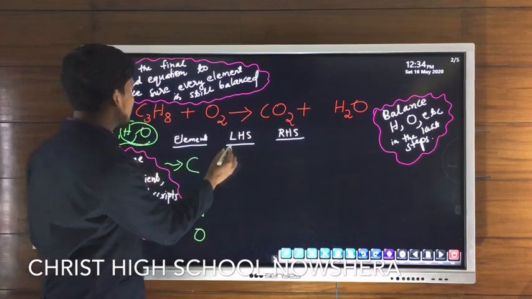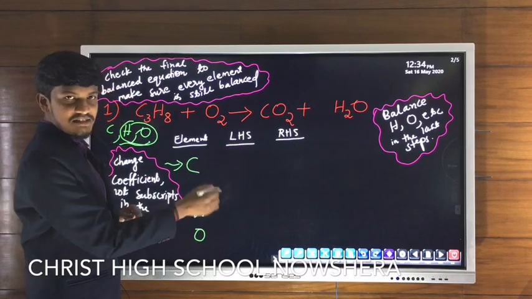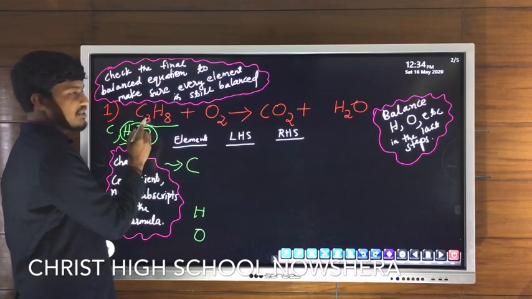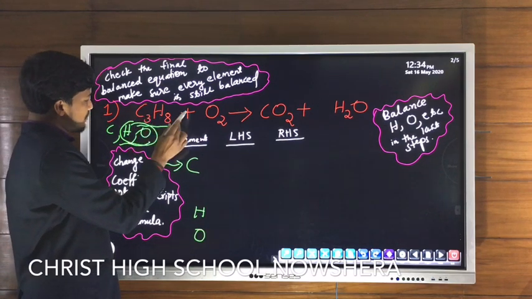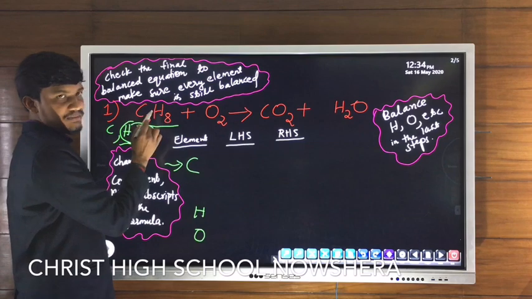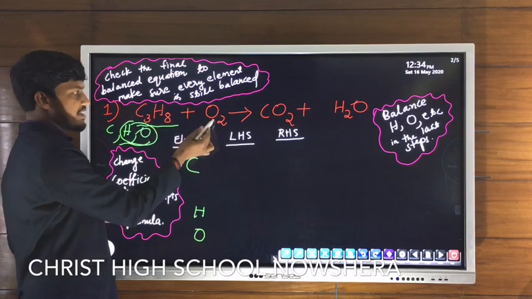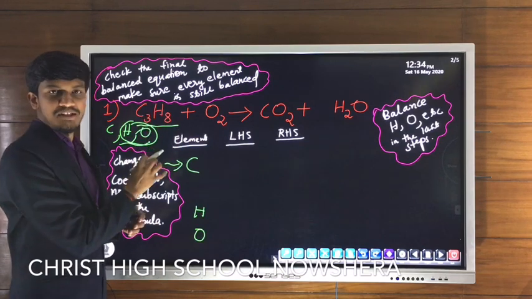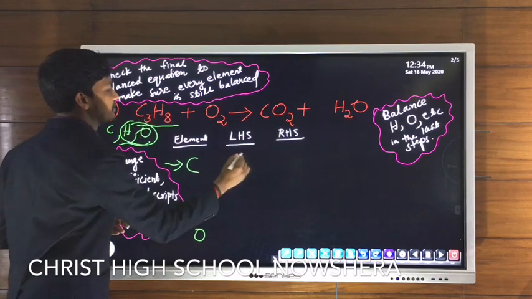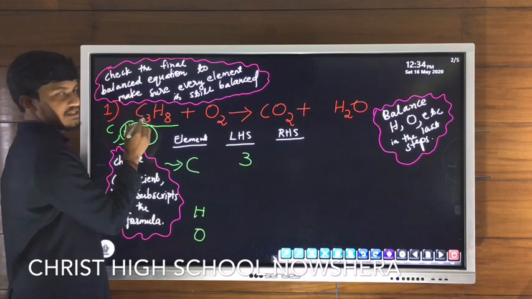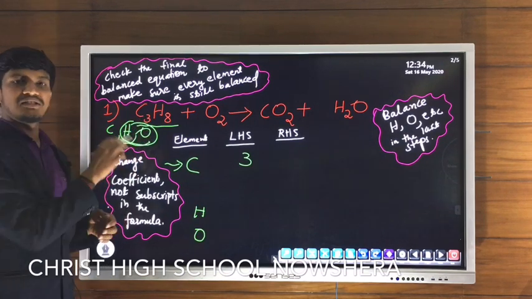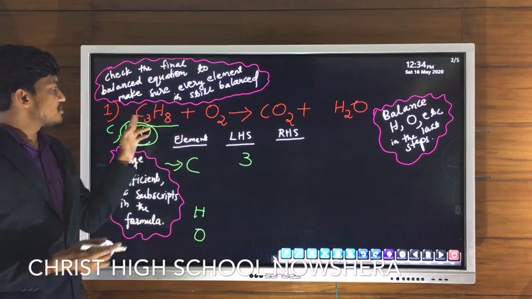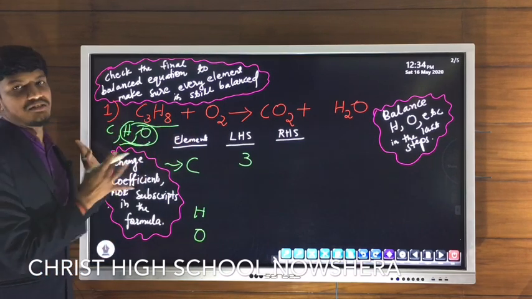Now first we will count the number of carbon atoms on the LHS, that is the reactant side. And on the reactant side we can see how many carbon atoms? 3. Carbon atom is only present in the first reactant on the LHS. In the second reactant, no carbon atom. So the total number of carbon atoms on the LHS will be 3. C3, because the subscript of carbon is 3. And we can see that the number of carbon atoms on the left side of the equation is 3.